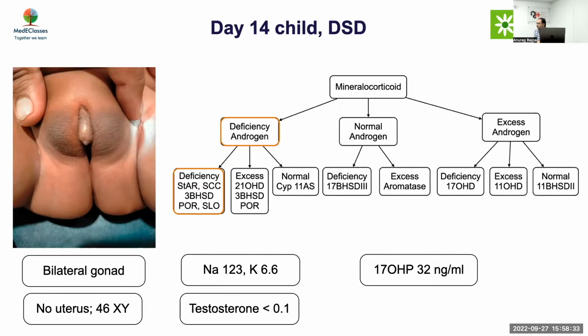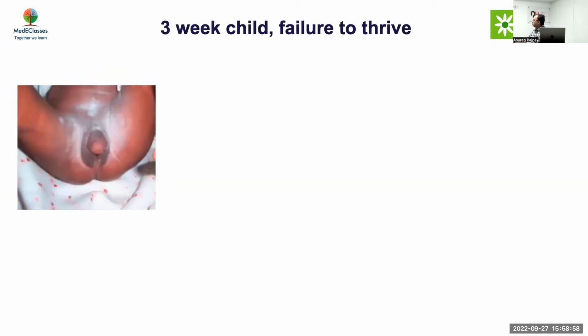So we need to consider it as 3 beta HSD. Mostly you will think of 3 beta because it's a male XY DSD. So that's why you have to think of 3 beta HSD as a predominant phenomenon. So this is an individual who has deficiency of both androgens as well as mineralocorticoid and a high 17 OHP. So it cannot be 21. It has to be 3 beta HSD defect in that scenario.